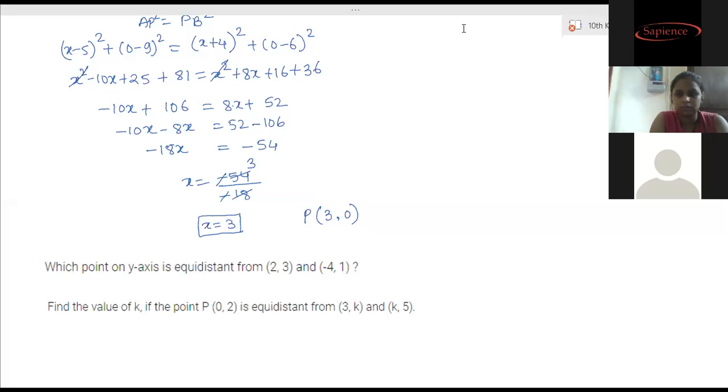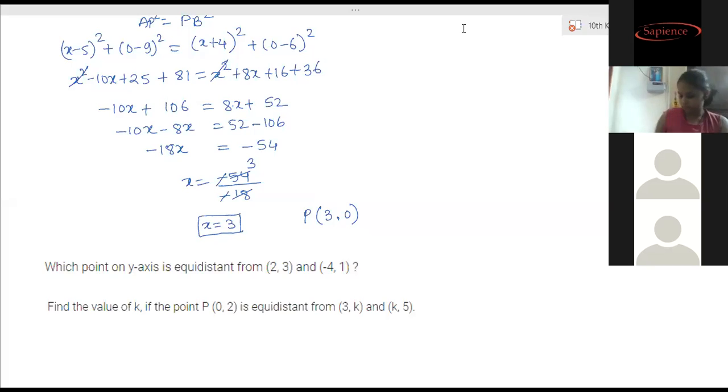Fine, you can leave. And you have to complete NCERT first exercise of coordinate geometry chapter.